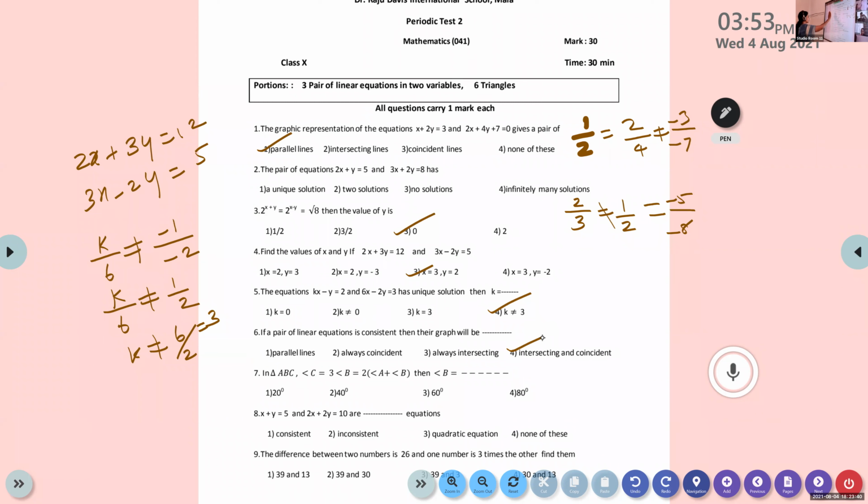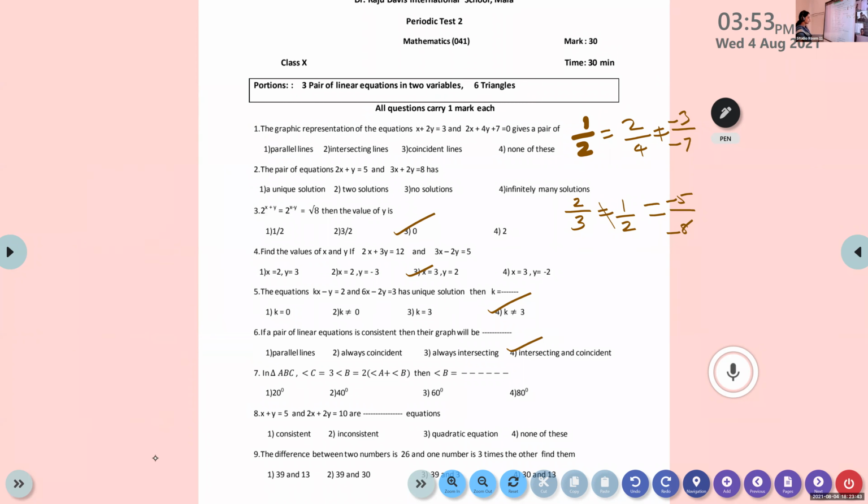Now look at the next one. In triangle ABC, angle C is 3 times angle B, and 2 times angle A plus B. Then what is angle B? How do you solve this one in triangle ABC? What will be angle B? What we know? A plus B plus C is 180. We can do this in so many ways, children. We can solve this in so many ways.